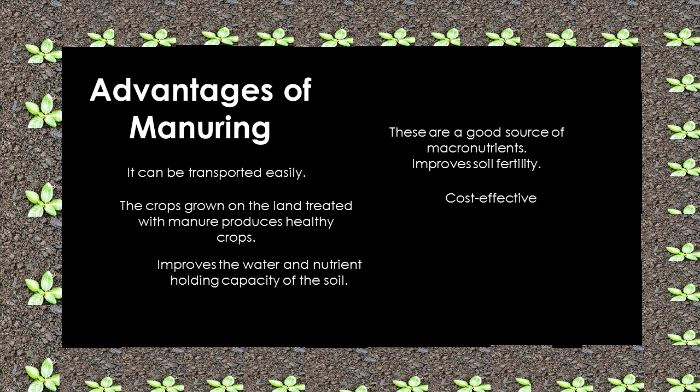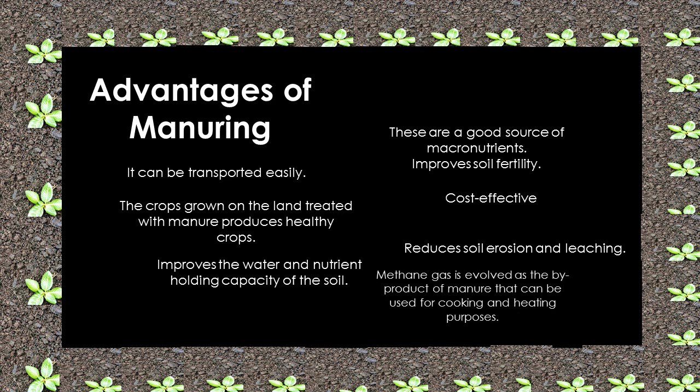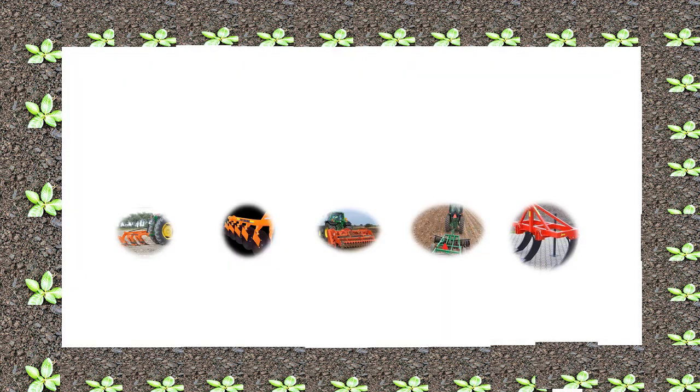They are cost effective, reduce soil erosion and leaching, and methane gas is evolved as the byproduct of manure that can be used for cooking and heating purposes.